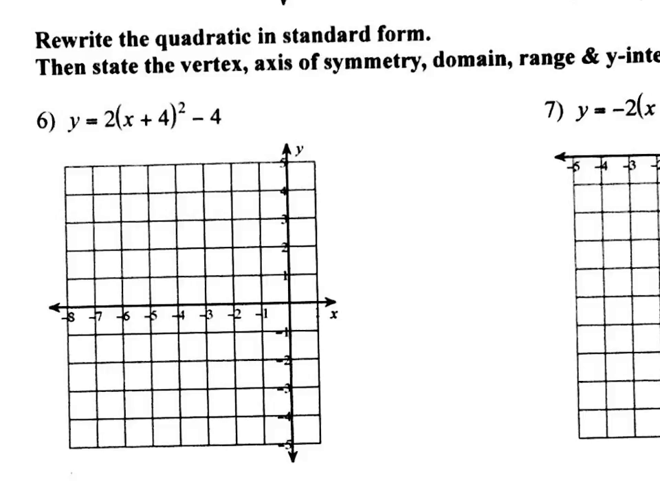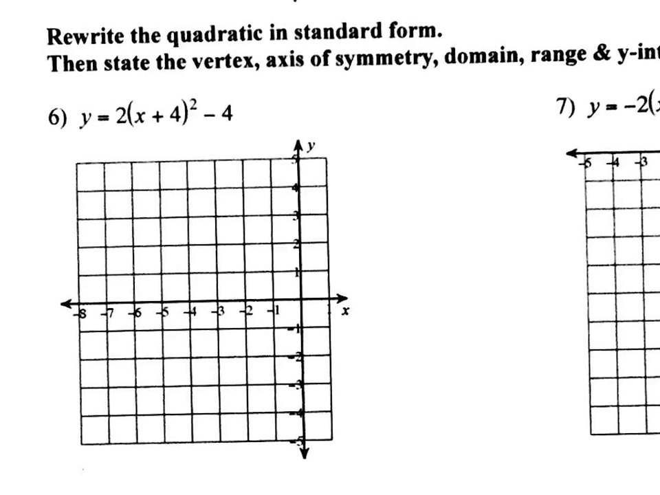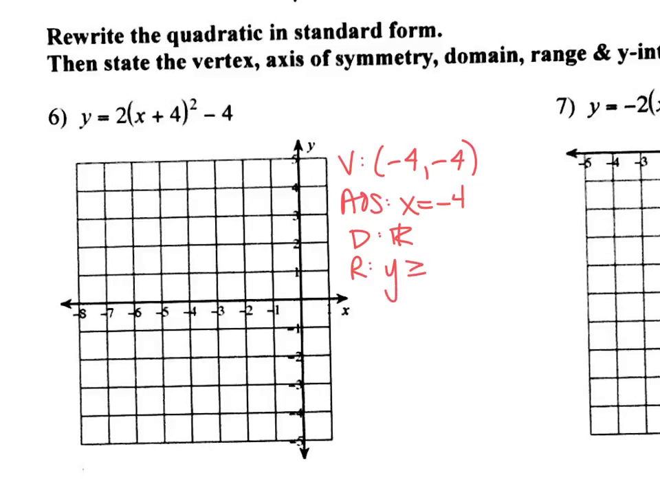So this first part I'm going to do using this shortcut. So vertex is going to be -4, -4. Inside's opposite, outside's the same. Axis of symmetry, x equals -4 from the x part of the vertex. Domain is all real numbers. Range, y is greater than or equal to, because it's opening up, -4. I get that number from the vertex, the y part of the vertex.